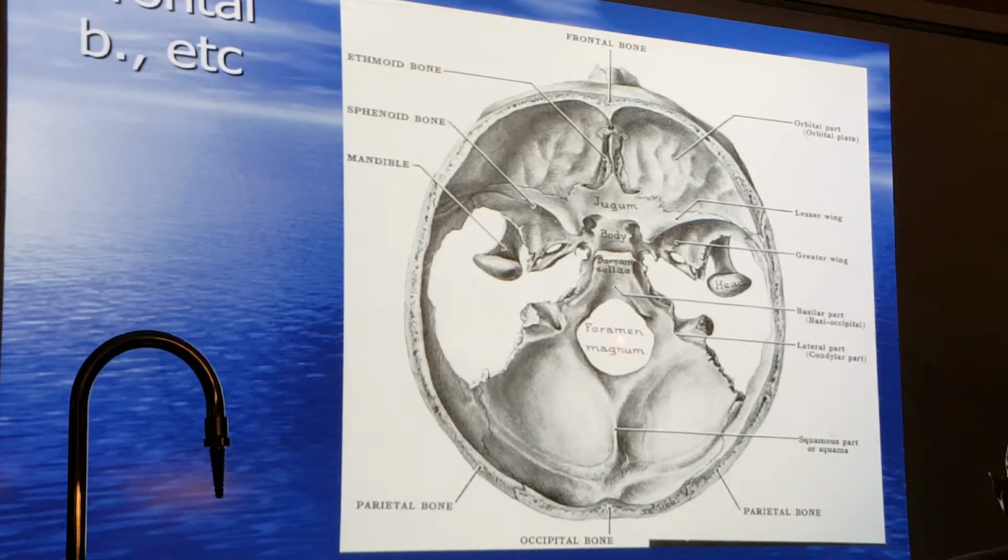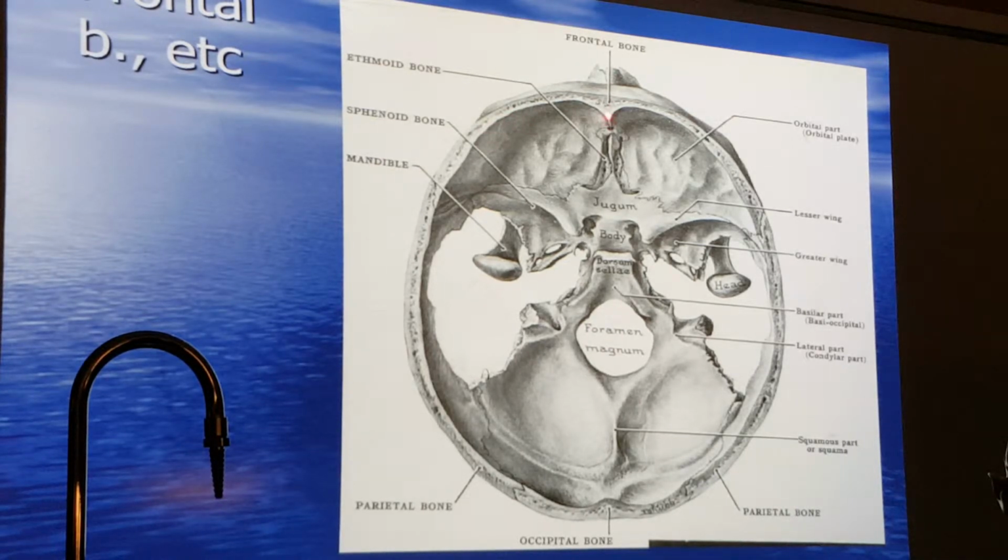What do you think foramen magnum means? Huge hole. Big hole. And what do you think comes in and out of this? Spinal cord. Spinal cord, yeah. Here we have the occipital bone in the back. So this is the frontal bone up here, and we have the frontal crest, which helps separate the two hemispheres of the brain.